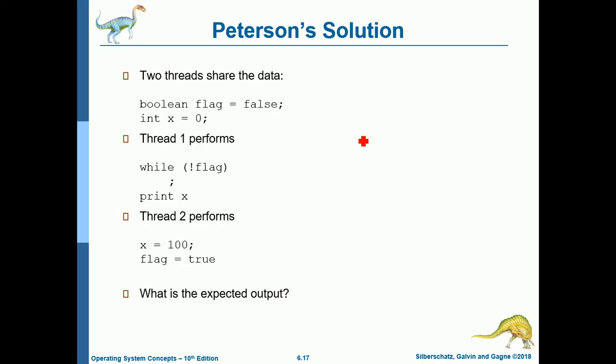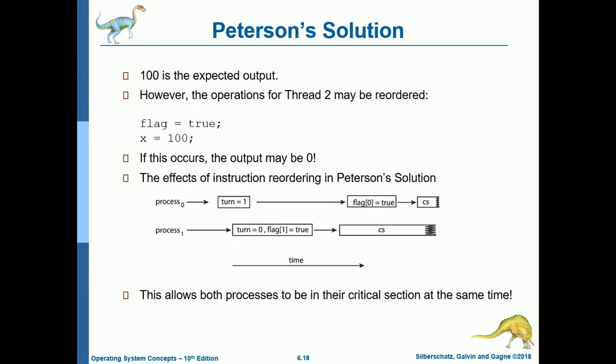So for this, we have two threads sharing data. Boolean flag is equal to false and int x is equal to 0. Thread 1 performs while not flag, and then prints x. Thread 2 performs x is equal to 100 and then flag is equal to true. So what is the expected output? 100 is the expected output with regards to the previous slide.